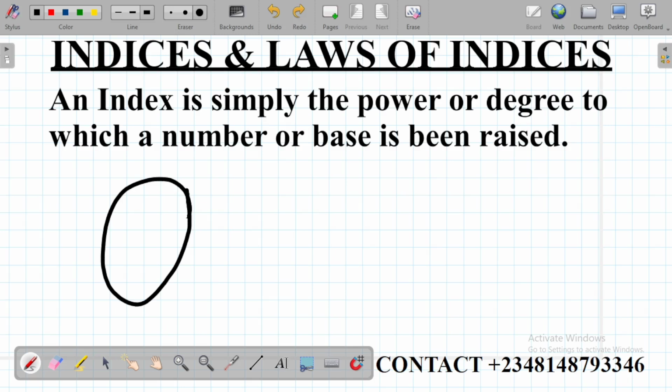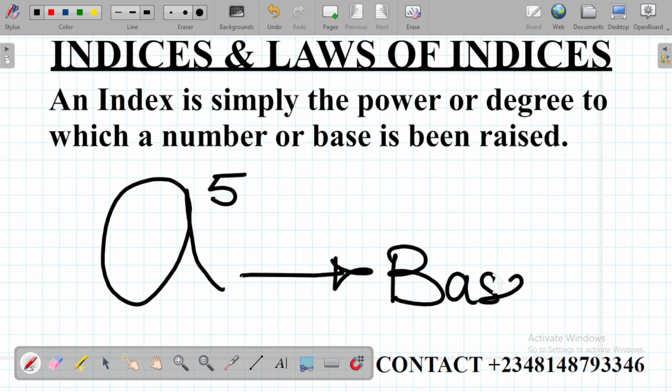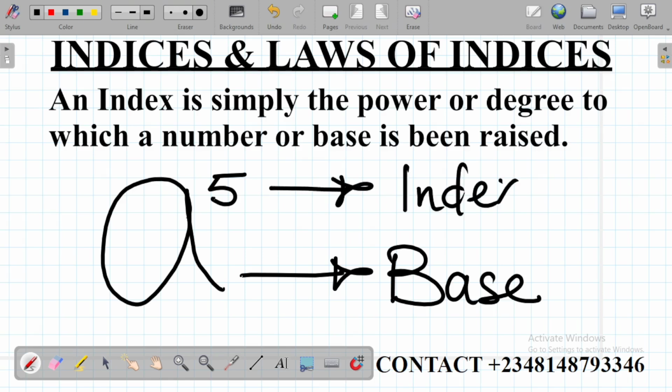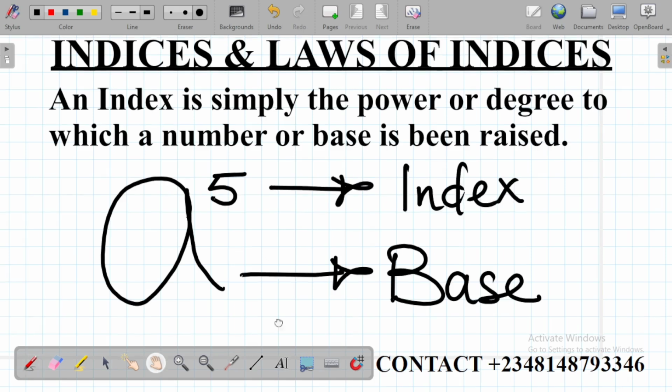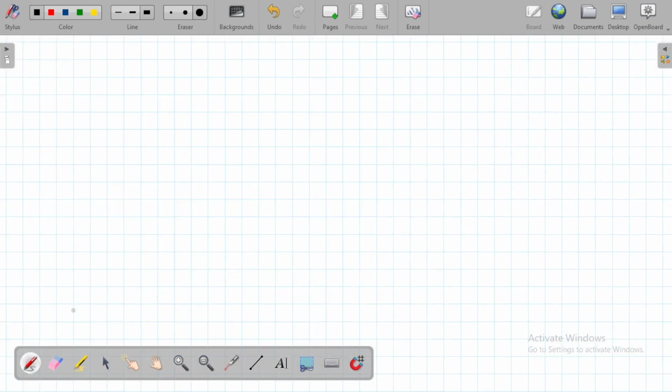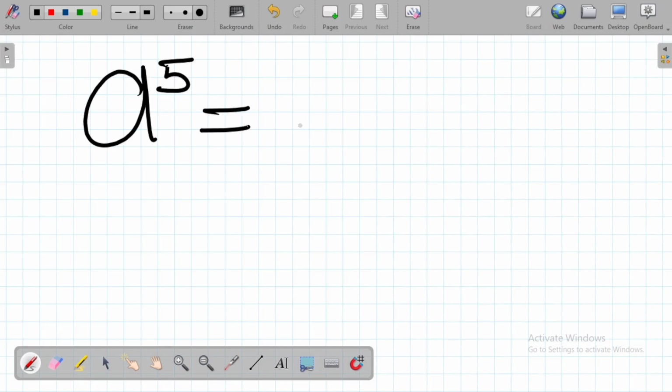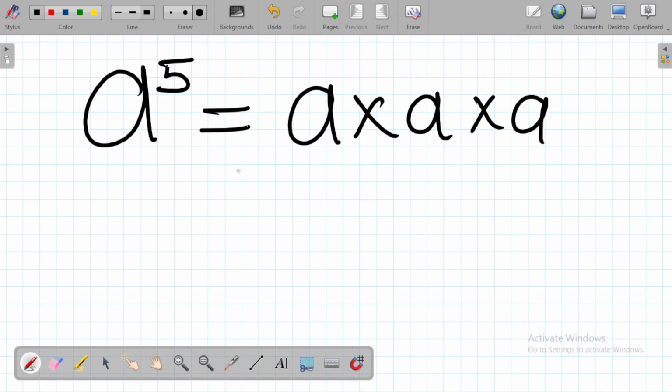So if we have a raised to power 5, a is the base, and then 5 is the index or power. You can also call it degree. A raised to power 5 means a multiplied by itself up to 5 times. So we have a times a times a times a times a.